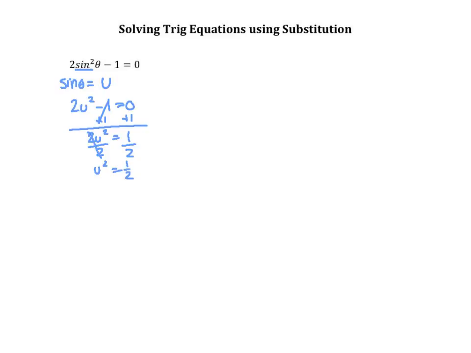Now, the opposite of squaring is square root, so I'm going to square root both sides. On the left-hand side, the square and the square root cancel out, so I'm left with u equals the square root of 1/2. Now, to simplify this, I can put u equals square root of 1 over square root of 2.